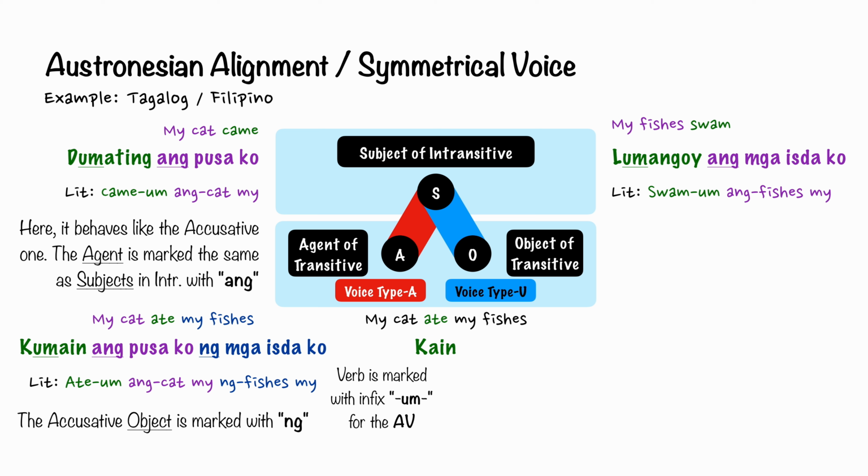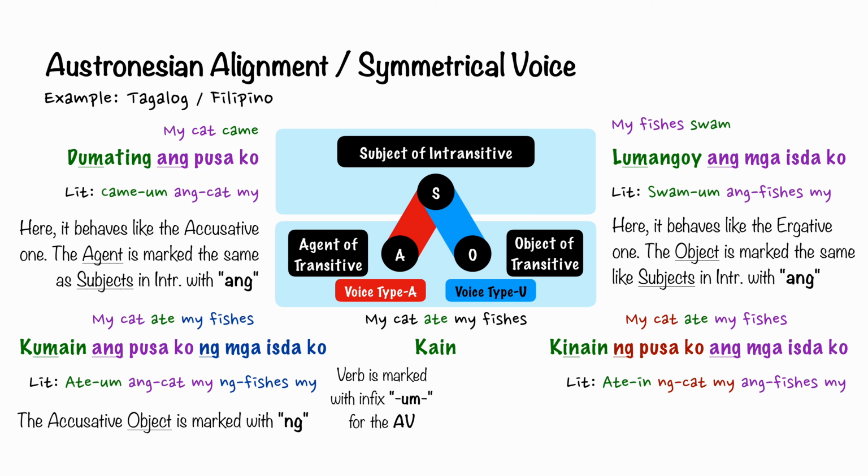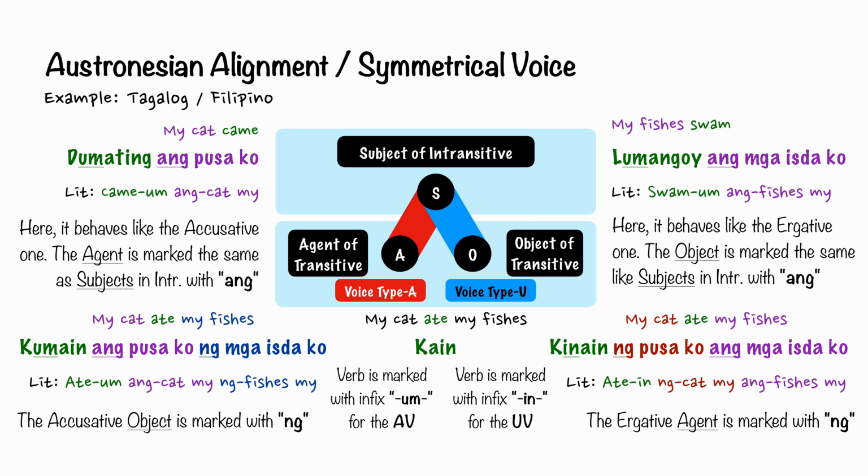On the right side, for the same sentence, my cat ate my fishes, we have kinain ng pusa ko ang mga isda ko. Literally, ate in ng cat my ang fishes my. Here, it behaves like the ergative alignment in Dyirbal. The object is marked the same as the subject with an intransitive verb using ang, while the ergative agent is marked differently with ng. The verb is marked with the infix in to indicate undergoer voice or patient focus.